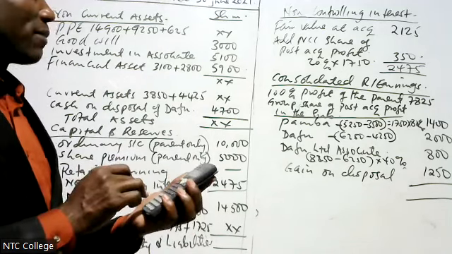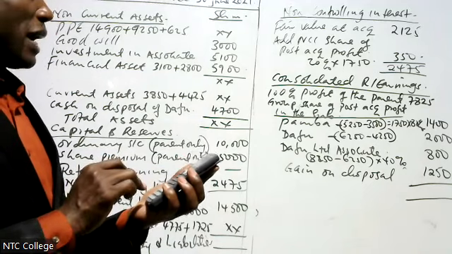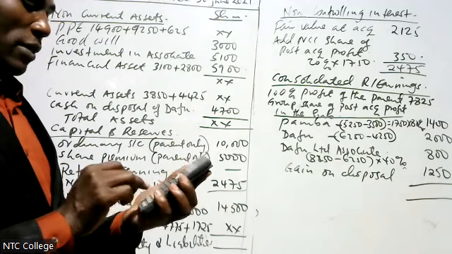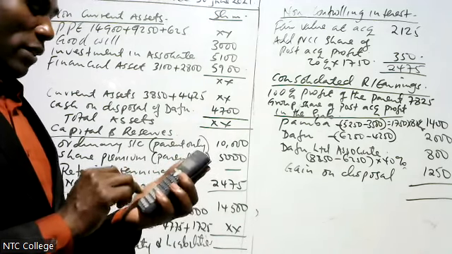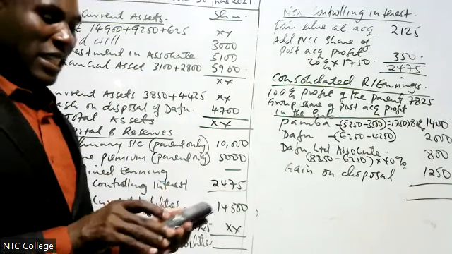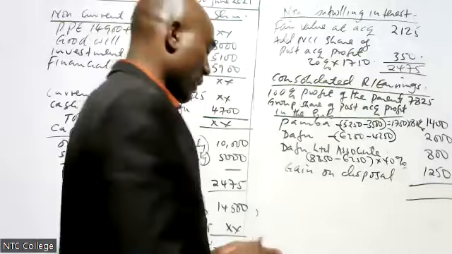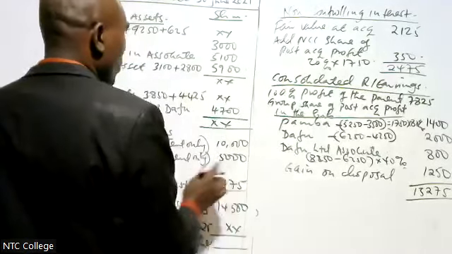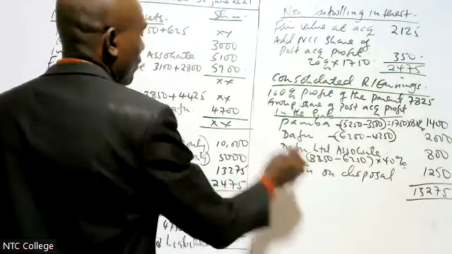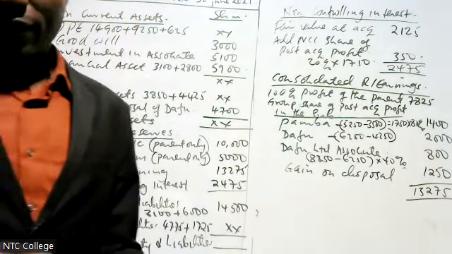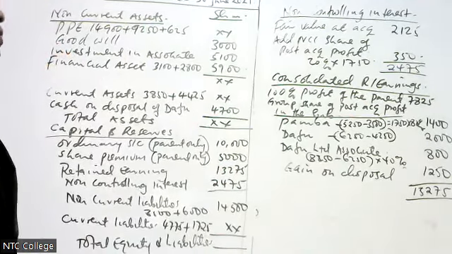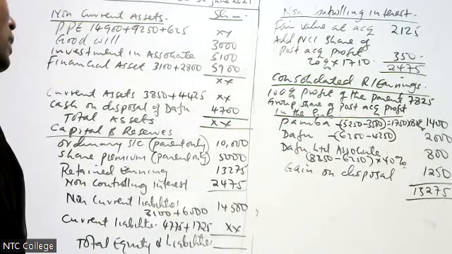Therefore, I take 7825 plus 1400 plus 2000 plus 800 plus 1250. I'm getting 13,275. Then I put it here, 13,275. Then that marks the end of that balance sheet.